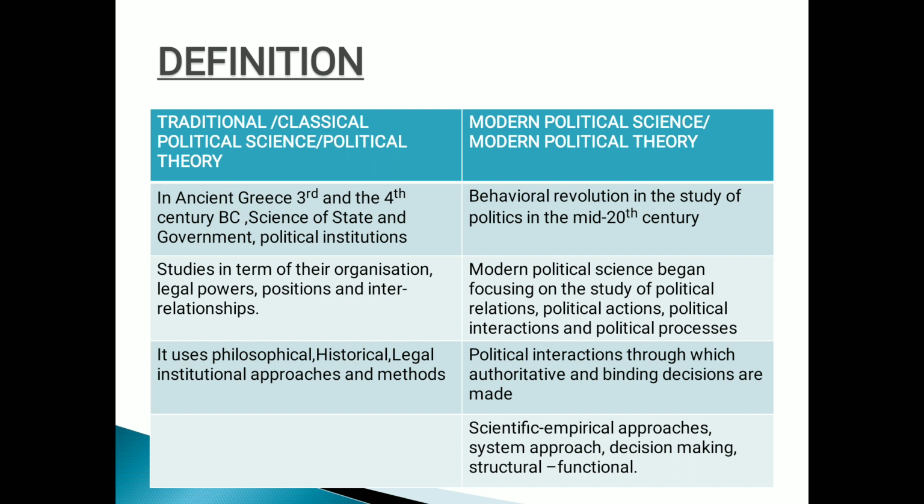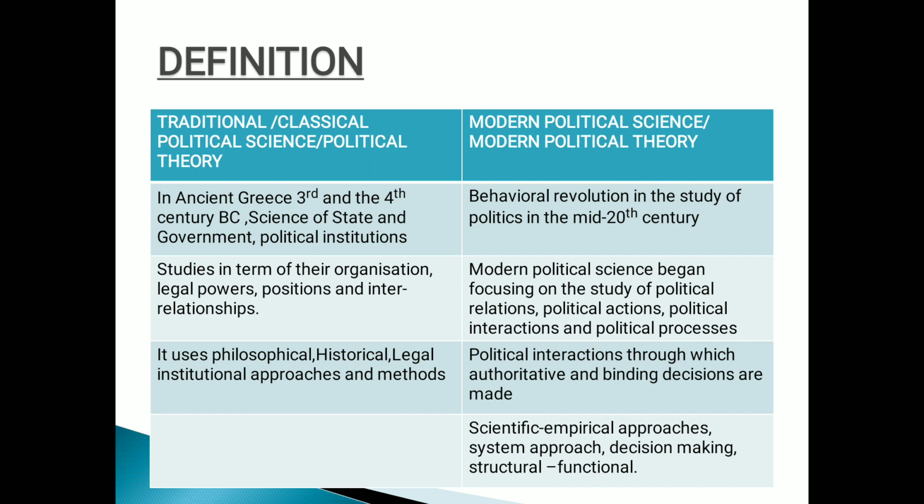Modern political science talks much more than what was already mentioned in classical political science, which was what? The science of state and government. Modern political science wanted to move beyond all these things, including the science of state and government. What are they studying? They are studying political relations, right? They are studying different political actions. Clear, everyone? Then they are studying political interactions and political process.